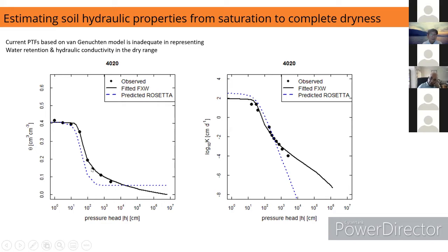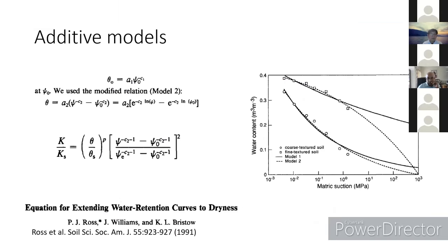But on the actual data, you can see that water retention doesn't just plateau off. It goes off slowly towards oven dryness. And then the hydraulic conductivity also doesn't drop off immediately, but drops off slowly because of the film flow, right? So people knew about this limitation a long time ago.